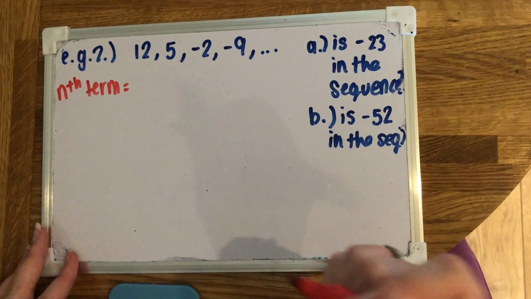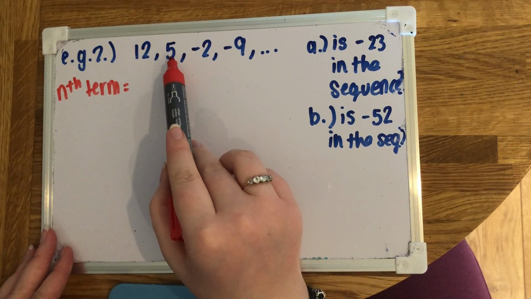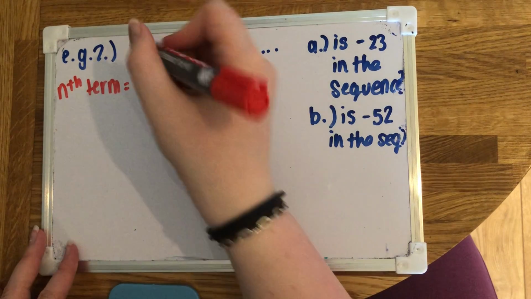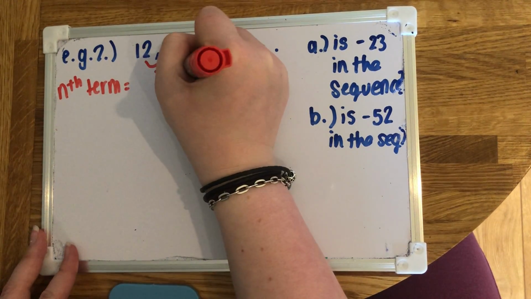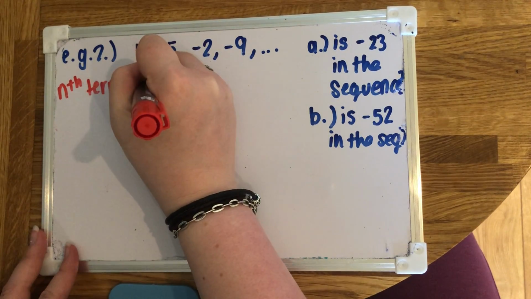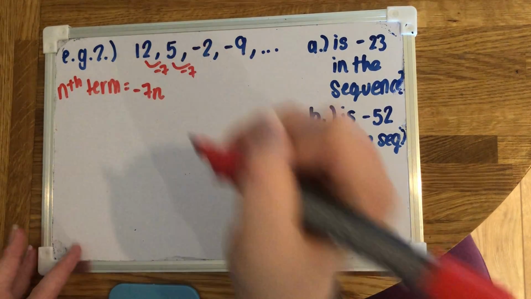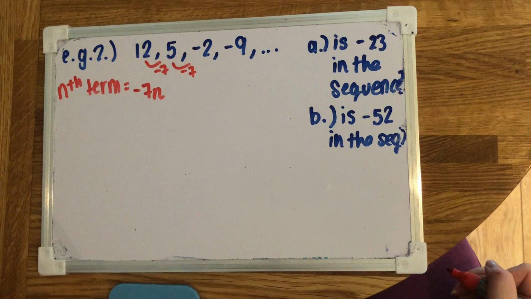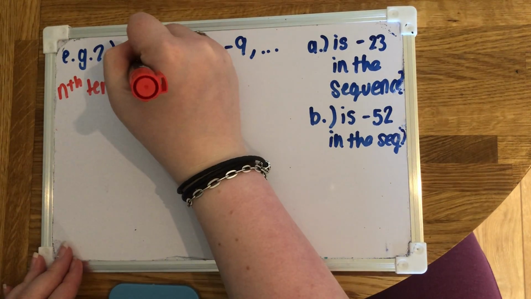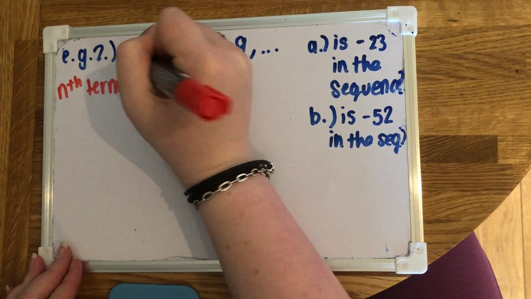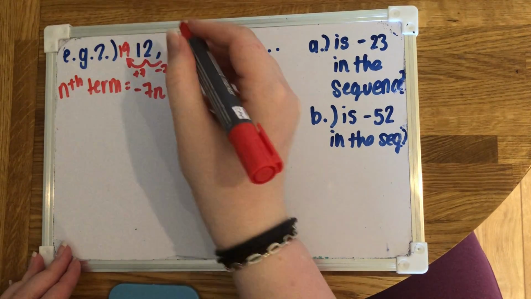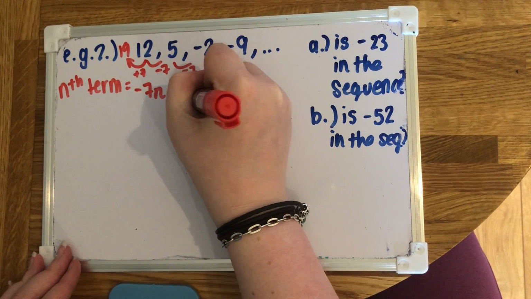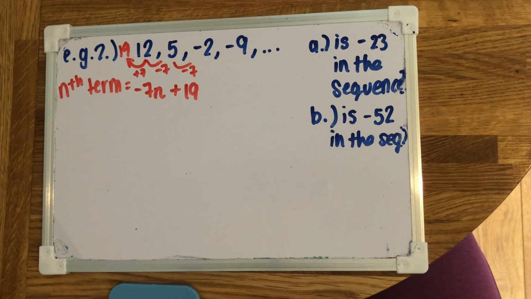Okay, so the first thing we do is how are we getting from 12 to 5, 5 to negative 2, and so on. So I must be taking away 7. So it's going to be negative 7n. Then we've got to find the one before it. So we need to be adding 7 because that's the opposite of what we have been doing, which gives us positive 19. So the nth term would be negative 7n plus 19.